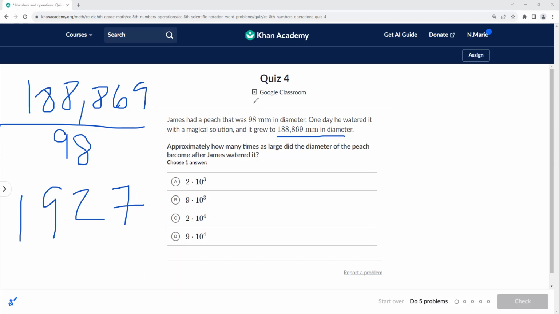He had a peach. About how many times as large did the diameter of the peach grow after James watered it? Hold on really quick. Let me try dividing this again. I think I might have messed something up.